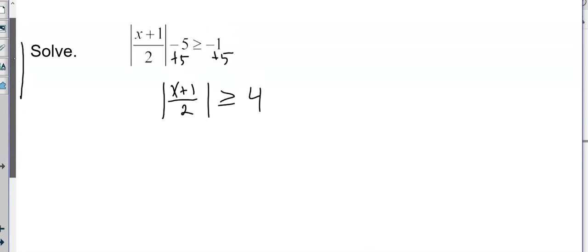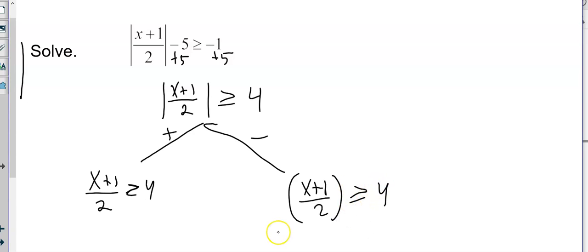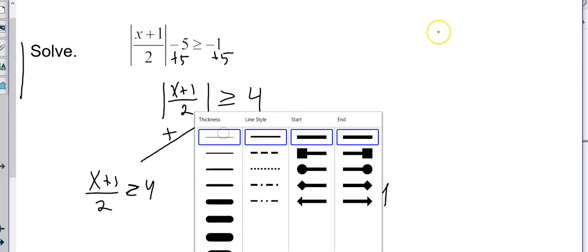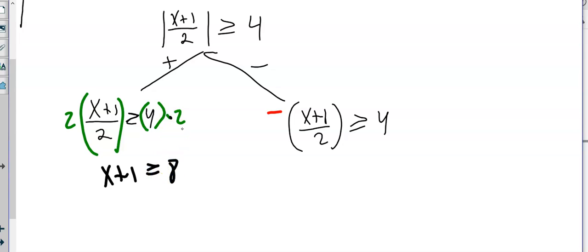I'm going to solve this by splitting it up into a positive and a negative case. Positive case: x plus 1 over 2 greater than or equal to 4. Negative case: negative of x plus 1 over 2 greater than or equal to 4, and I'm going to make a negative sign there. We multiply both sides by 2 to get rid of the denominator, and we get x plus 1 greater than or equal to 8. Subtract 1, and you get x greater than or equal to 7, because that canceled there. So that's half my answer.